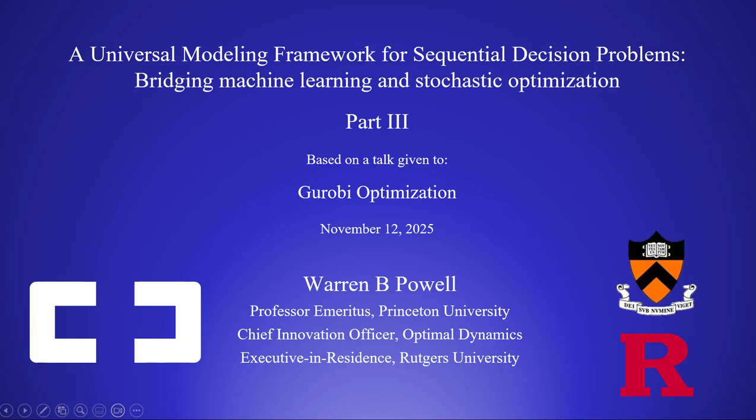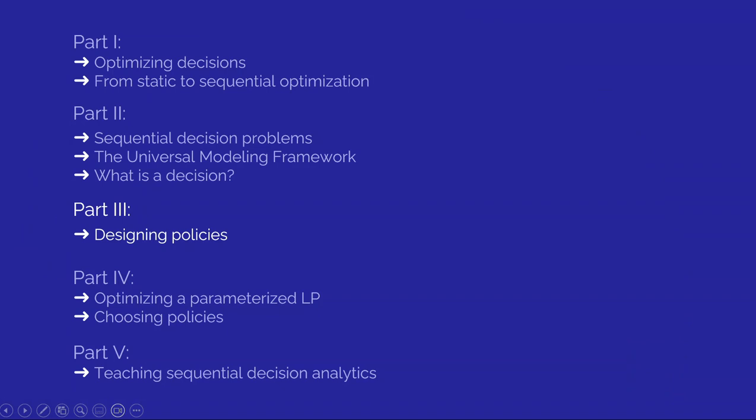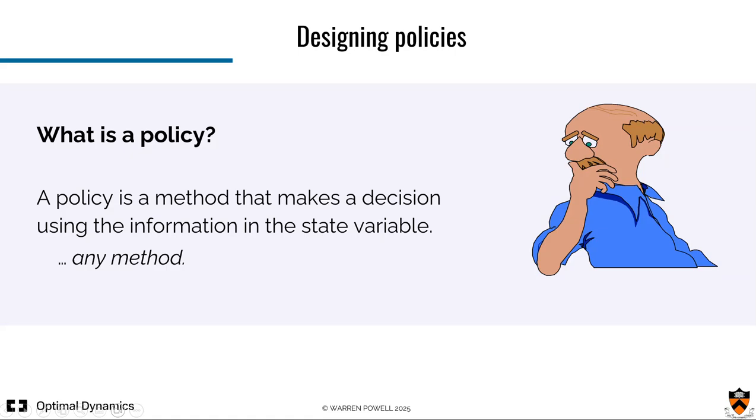This is a universal modeling framework for sequential decision problems, bridging machine learning and stochastic optimization, part 3. So in part 2, I talked about evaluating a policy and how to set that up as the objective function for policy evaluation, but I didn't say anything about how we actually start to design policies. Part 3 here will be dedicated to the issue of how do we actually search over policies.